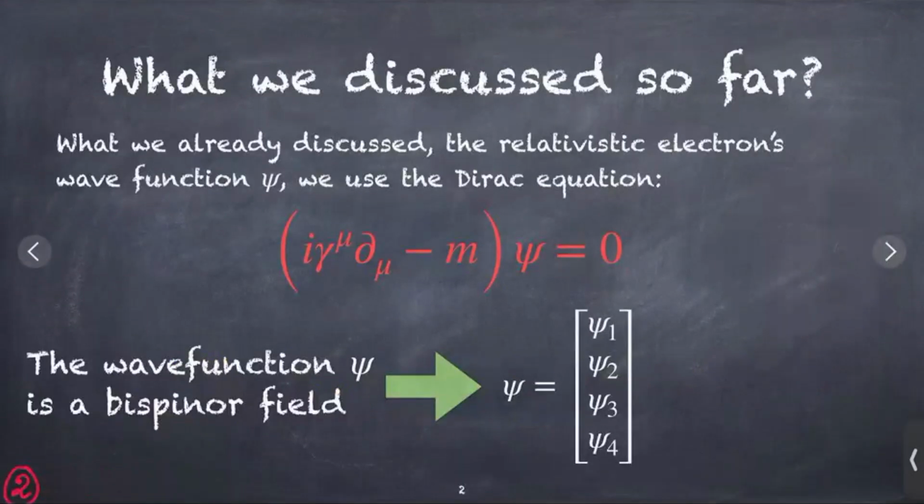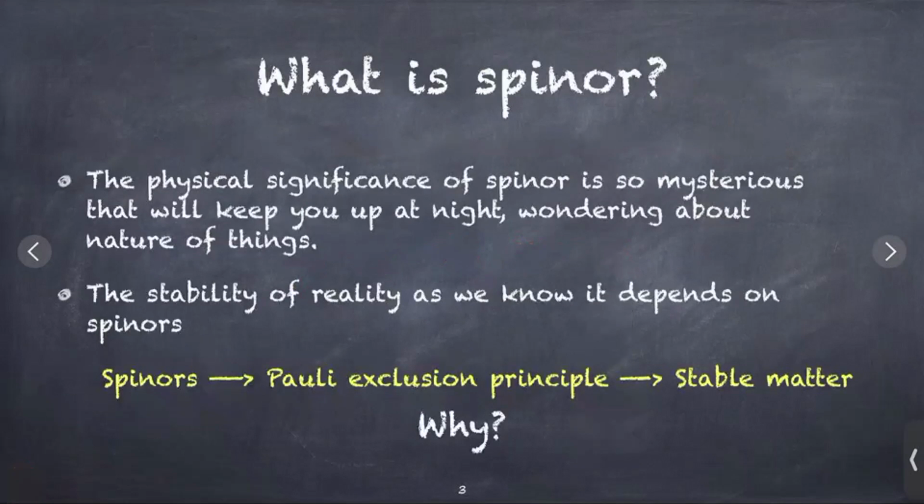So just to remind you what we discussed till now about the Dirac equation. We tried to get the form of the Dirac equation. We derived it in the last class, where we mentioned that the wave function we define is basically a bispinor field, or what we call a Dirac spinor field. Today I'll try to give you a deeper interpretation of this spinor field.